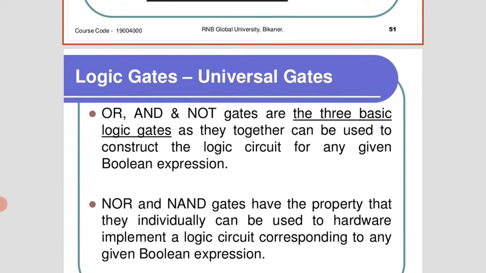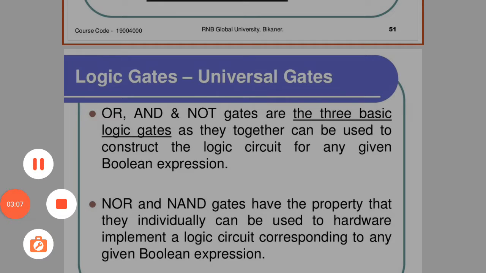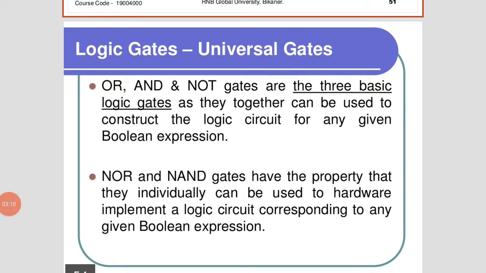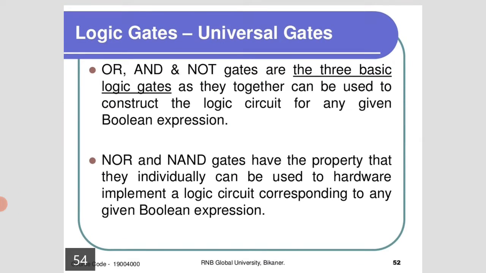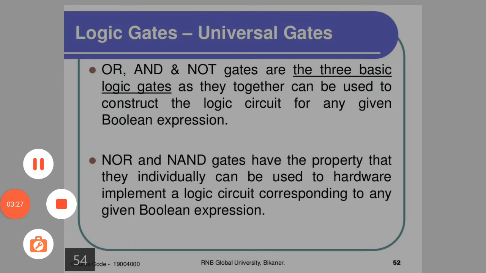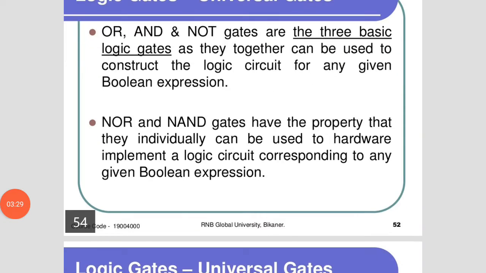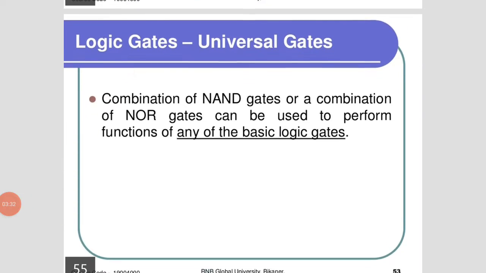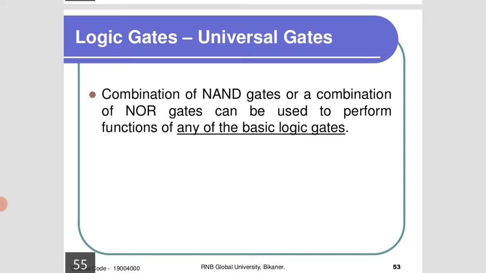Universal gates. AND, OR and NOT gates are the three basic logic gates, as together they can be used to construct the logic circuit for any given Boolean expression. NOR and NAND gates have the property that they individually can be used to implement in hardware the logic unit corresponding to any given Boolean expression. A combination of NAND gates or a combination of NOR gates can be used to perform the functions of any of the basic logic gates.